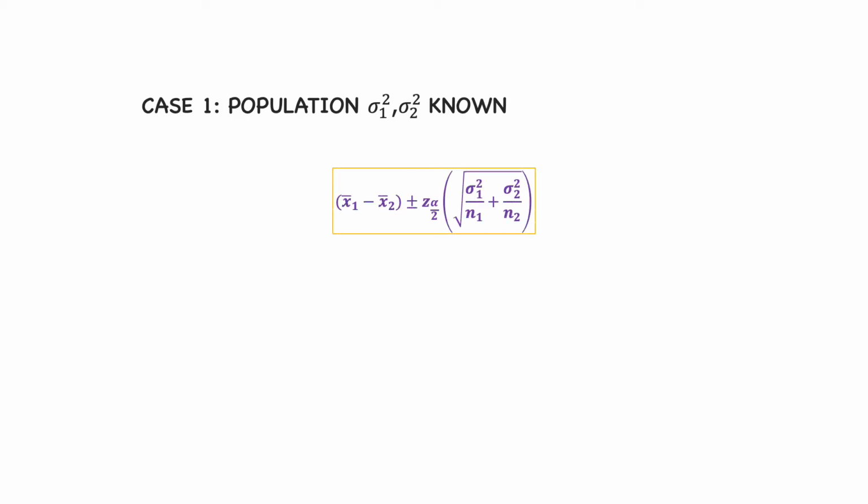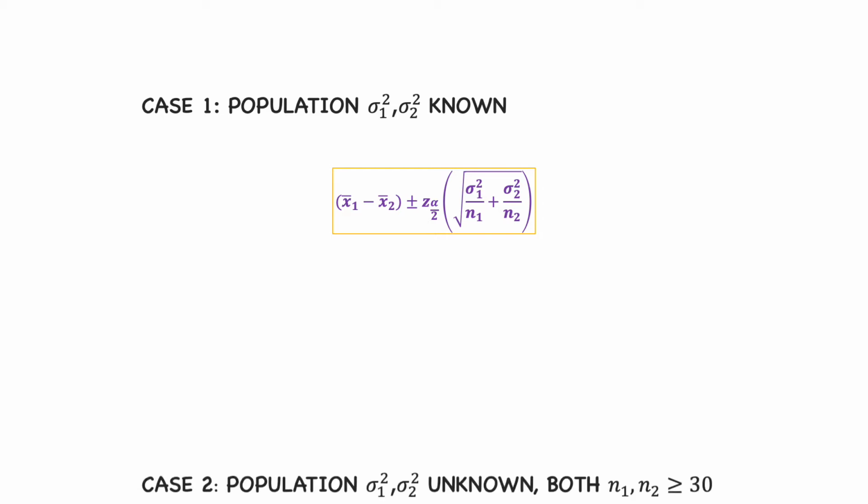For case number 1, the population variance or population standard deviation is known. The formula is given by x bar 1 minus x bar 2 plus minus z alpha over 2 times the square root of sigma 1 square over n1 plus sigma 2 square over n2.